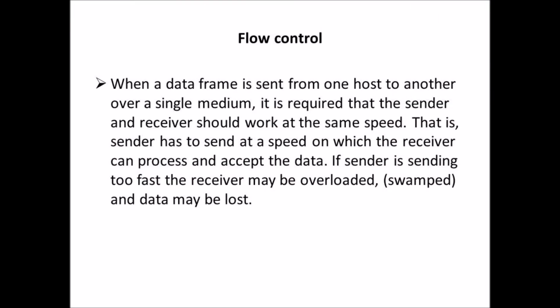In the previous lecture, we have discussed error correction codes. Now let's discuss flow control. When a data frame is sent from one host to another over a single medium, it is required that the sender and receiver should work at the same speed. That is, sender has to send at a speed on which the receiver can process and accept the data. If sender is sending too fast, the receiver may be overloaded and data may be lost.